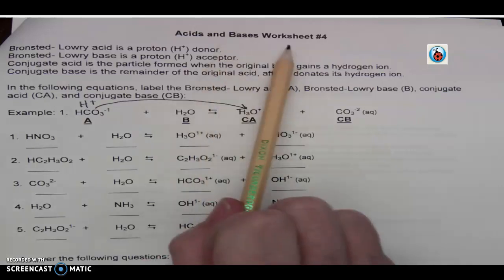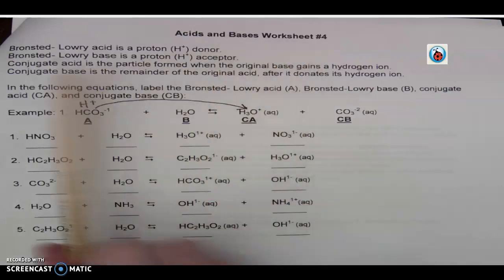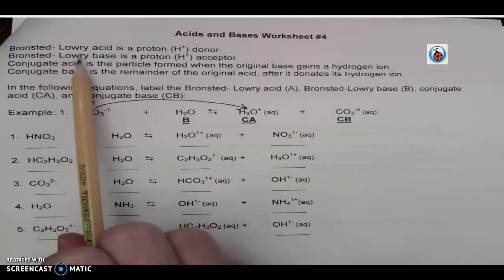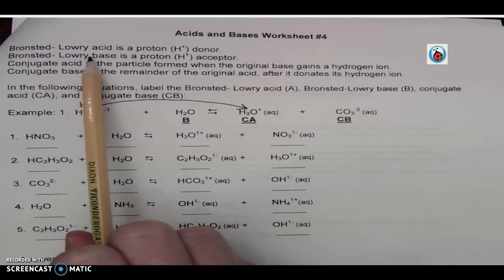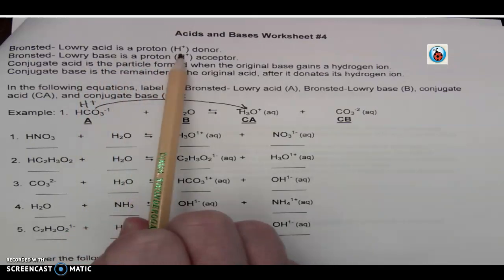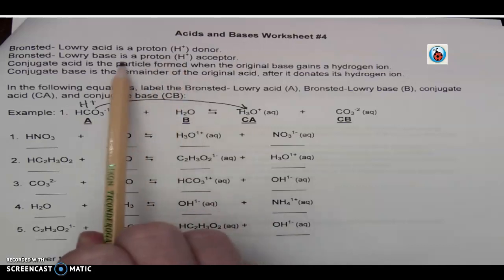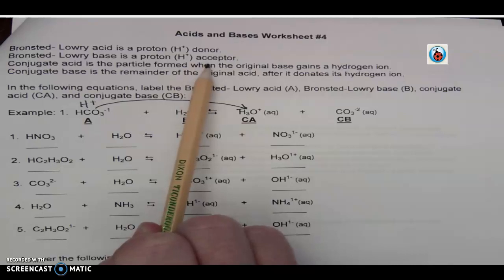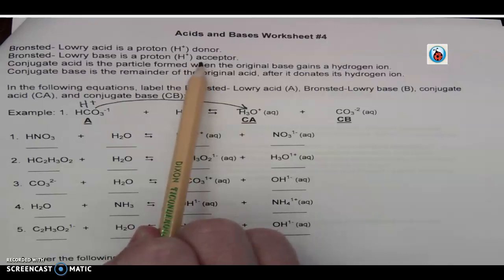All right, acids and bases, worksheet number 4. You learned in the notes on the last page that Bronsted and Lowry had a different definition of the one we've been using. They said that an acid is a proton or hydrogen ion donor, and that a base is a proton or hydrogen ion acceptor. Okay, what does that mean?